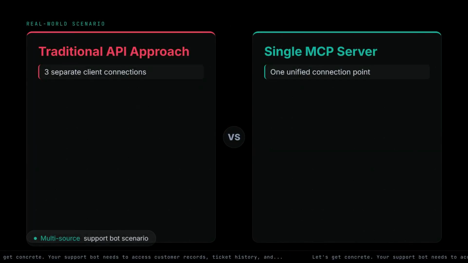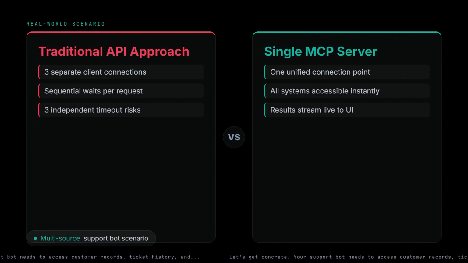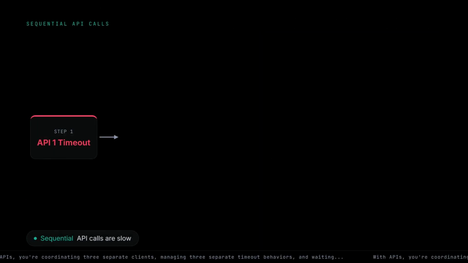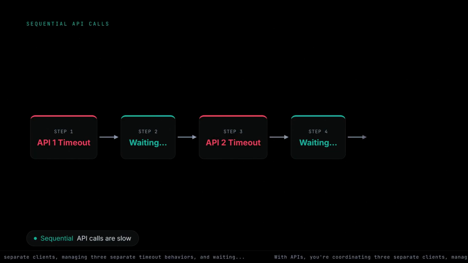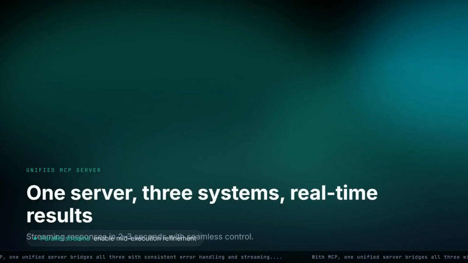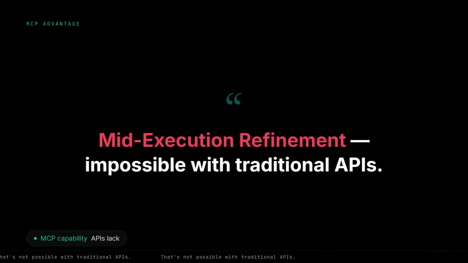Let's get concrete. Your support bot needs to access customer records, ticket history, and billing information while streaming results to a web UI in real time. With APIs, you're coordinating 3 separate clients, managing 3 separate timeout behaviors, and waiting for each one to finish before moving to the next. With MCP, one unified server bridges all 3 with consistent error handling and streaming. The bot interrupts or refines queries mid-execution. That's not possible with traditional APIs.